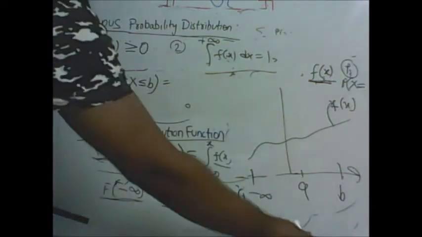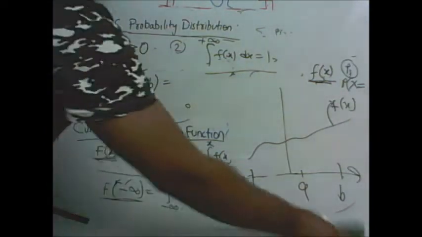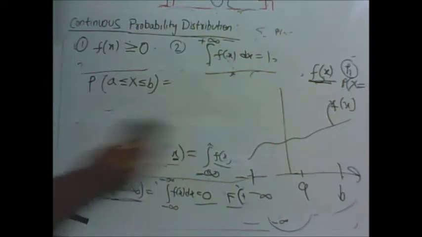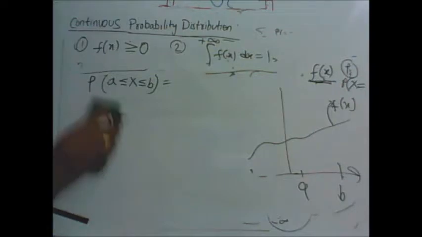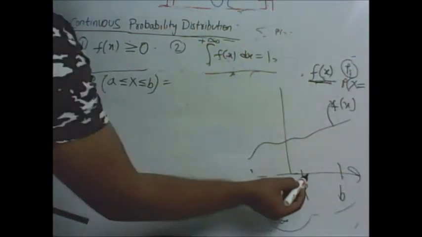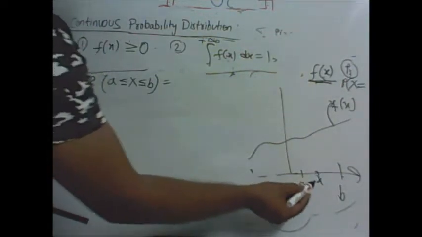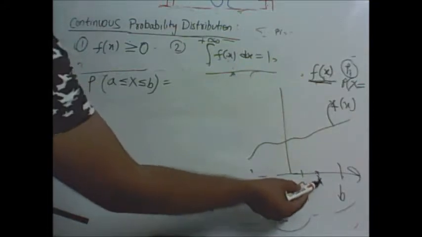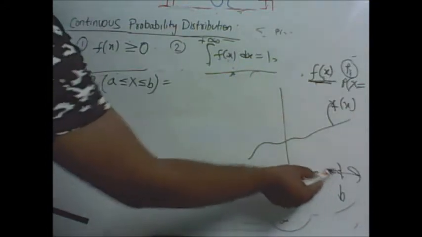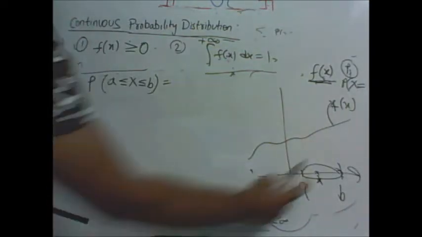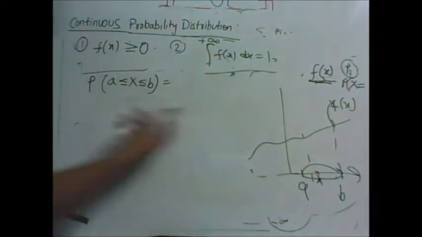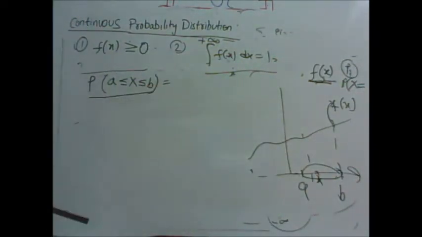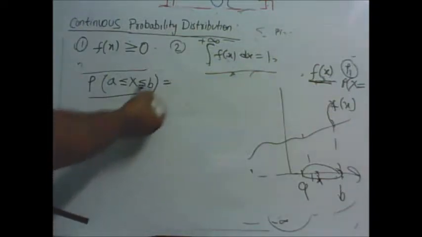Now from all these discussions, we can say that between two points, if we want the probability of x taking those values, suppose we want the random variable x to take values between a and b, this probability is given by the area under this curve between those points. So we want P of a less than or equal to x less than or equal to b. How we get this, we will tell you.